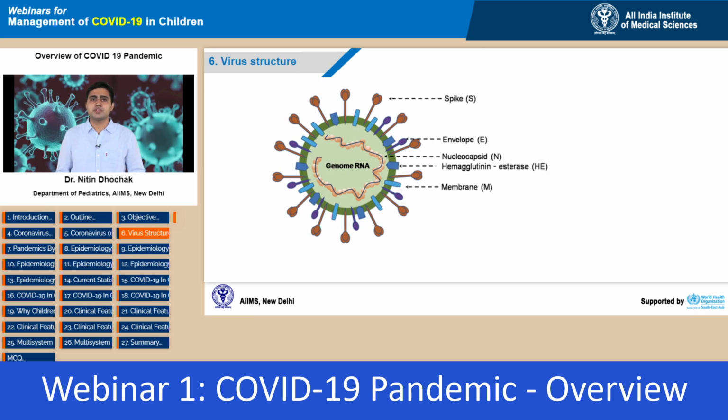This is the structure of SARS coronavirus 2. It has a nucleocapsid composed of genomic RNA and phosphorylated nucleocapsid protein. On the surface, it has spike glycoprotein trimer S, hemagglutinin esterase HE, membrane protein M and envelope protein E. ACE2 receptor on human cells is the target site where S protein binds and subsequently enters human cells.